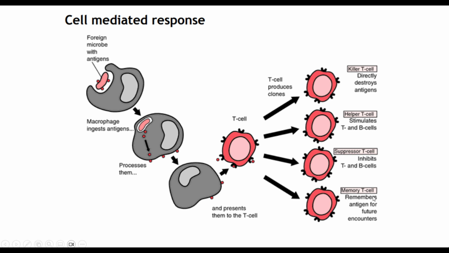And then memory T cells are very important. Memory T cells remember the antigen for future encounters. So that creates immunity. That's why you don't get sick from the same thing two times in a row: you get memory T cells, which can act quicker and have a quicker response time. They already know the antigen, so they can form whatever they need to form to destroy it.